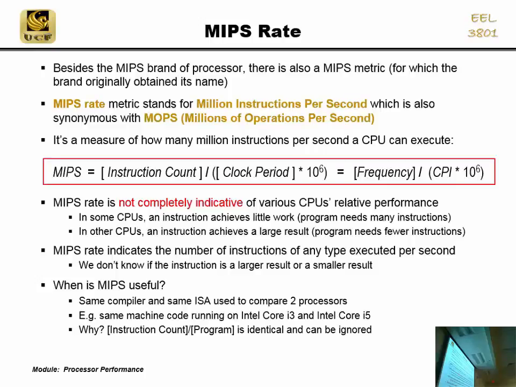Remember we had CPI, which is talking about the number of clocks per instruction. That's the time complexity of each instruction. How many clock cycles does it take? Here we're just counting instructions no matter what type. Okay? So you're going to say, well, how useful is that?